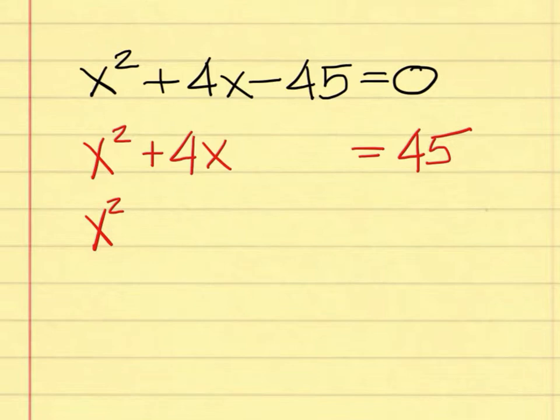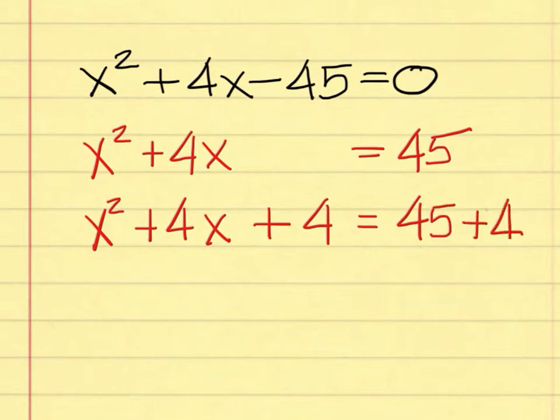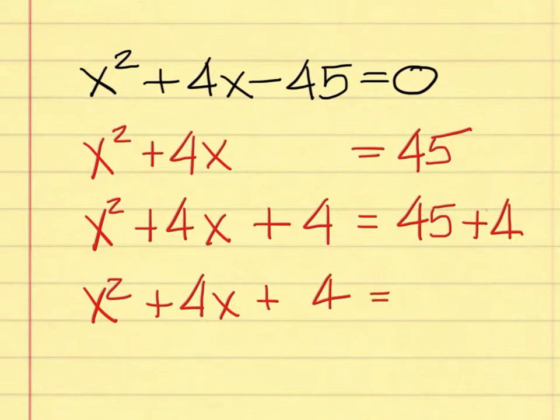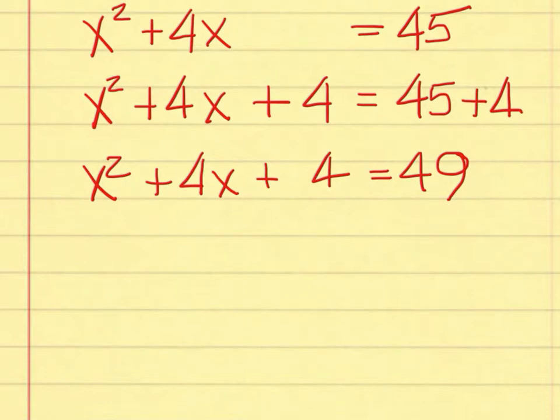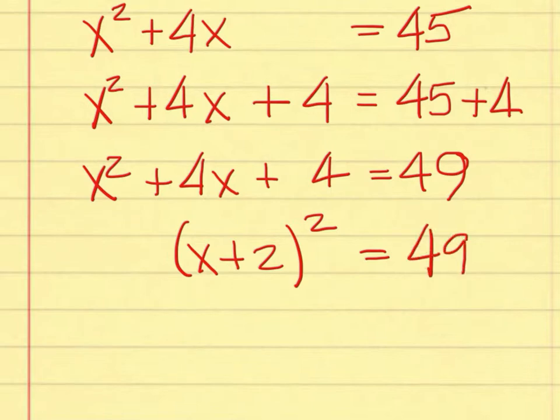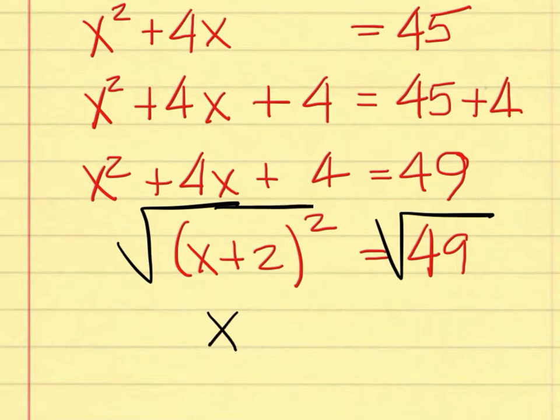Half of 4 is going to be 2. If I square that, I get 4, and I add it to both sides. On the right-hand side, 45 plus 4 is going to be 49. If I write this in perfect square form, x plus 2, quantity squared, equals 49. The square root of both sides will give me x plus 2 equals plus or minus 7.